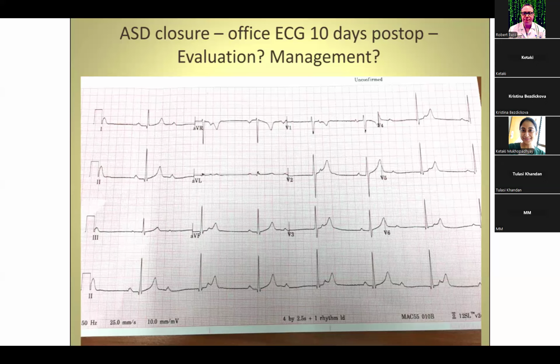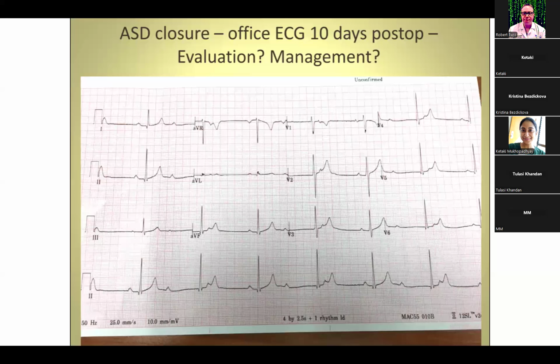And the question was, would you take the device out and see if conduction recovered? Would you leave it and possibly give the patient steroids on the theory that there is inflammation around the device, essentially pushing on the healthy tissue around it? Personally, if I saw someone 10 days out, I would definitely take the device out, because 10 days is a long time. If it was a transient injury, you would expect that the conduction might recover.